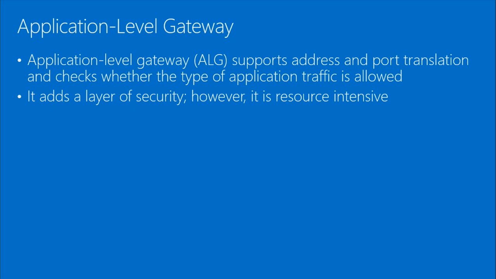Application level gateway, ALG, supports address and port translation and checks whether the type of application traffic is allowed. So again, a very simple example. I'm dealing with email. I see a URL. Is this allowed? Yes or no? It may be, hey, the URL is embedded in the email, so it's an okay thing. But what if I'm doing email traffic and all of a sudden a URL is sent through? That may not be accepted.